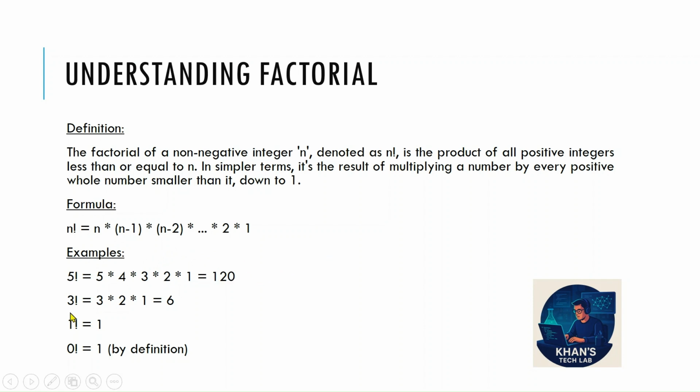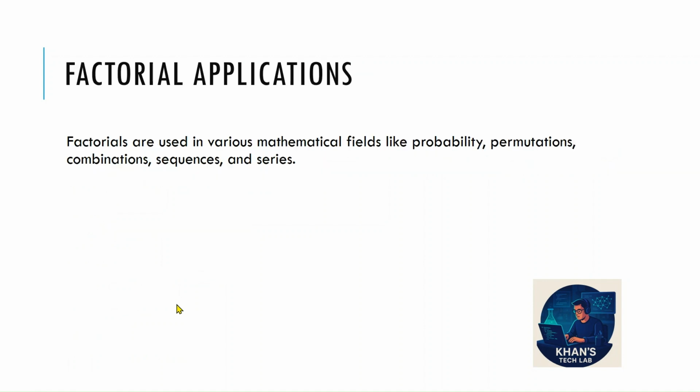Similarly, 3 factorial is 3 into 3 minus 1, which is 2, into 3 minus 2, which is 1. So 3 into 2 into 1 is equal to 6. Now, where will factorial apply in real time? Factorials are used in various mathematical fields, for example probability, permutations, combinations, sequences, and series, etc.